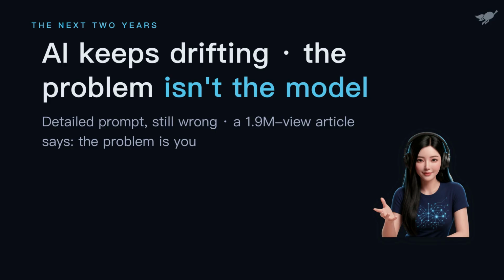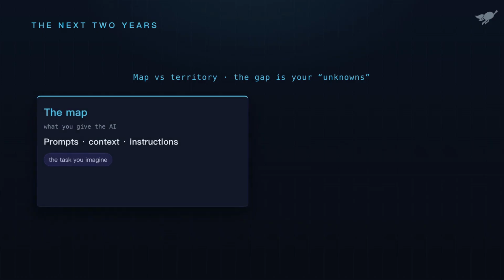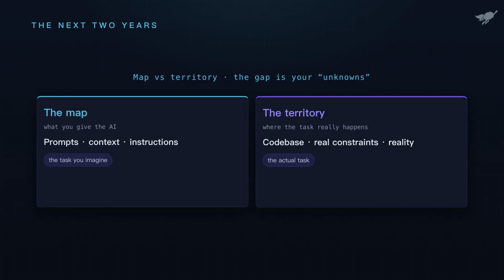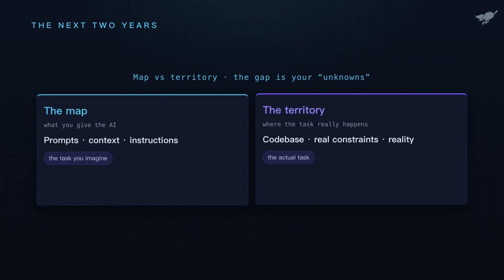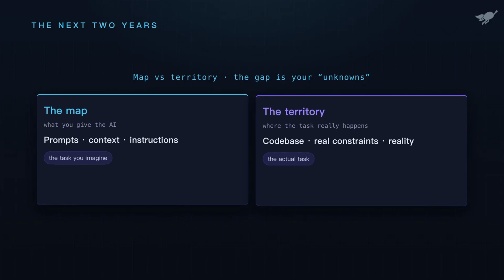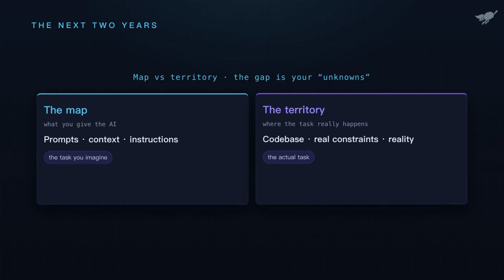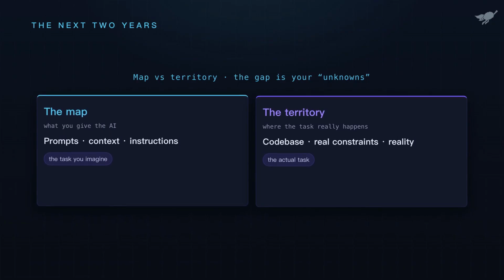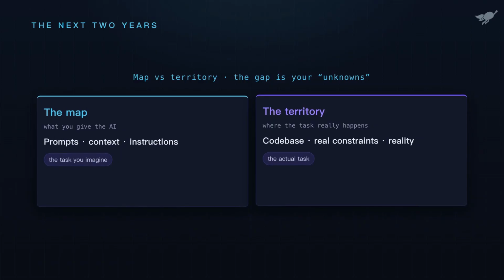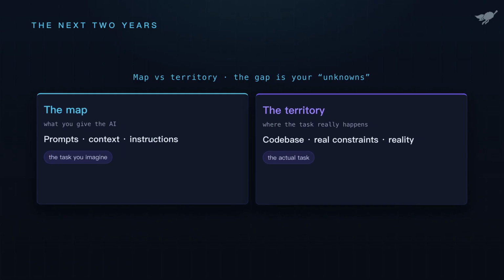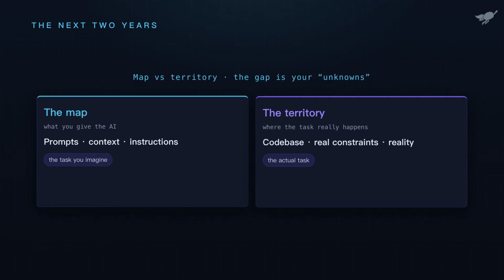This article pulled 1.9 million views in its first 24 hours. Let me give you its conclusion up front. The prompts, the context, the instructions you hand the AI, that is a map, and the place the task actually happens, your codebase, the real constraints, the real environment, that is the territory. The AI drifts because you're handing it a map that is drawn wrong and telling it to march ahead.